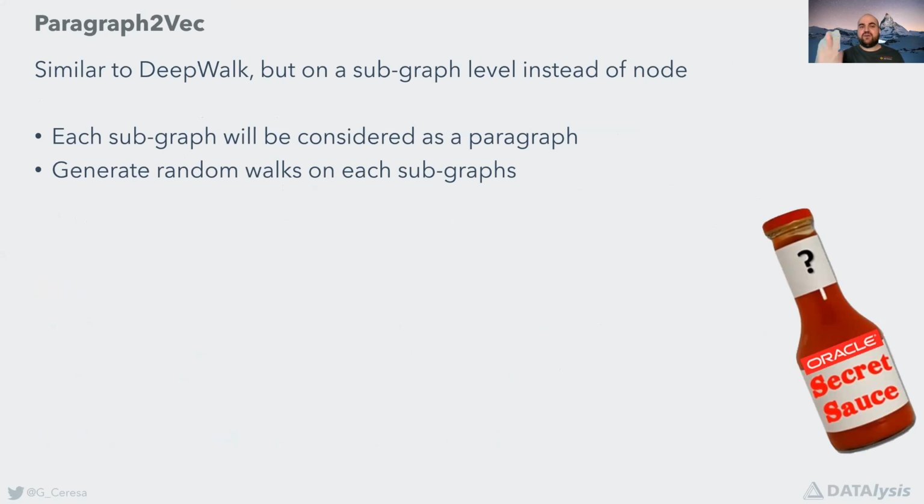A second one is Paragraph2vec. It's really similar to DeepWalk. It's just like one level up. It doesn't look at random walks on nodes and edges. It looks at subgraphs. It tries to find subgraphs looking like each other. So for example, a subgraph will give me a paragraph composed of sentences, and then it does the same job as before. It's exactly the same thing, just at a different level.